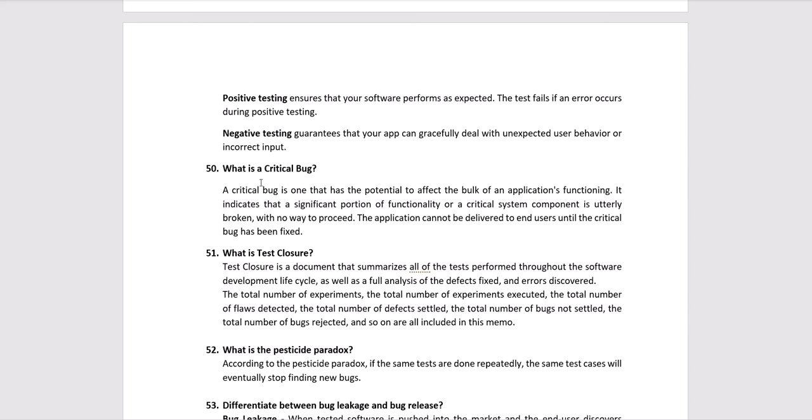Next is what is a critical bug. A critical bug is one that has the potential to affect the bulk of application functionality. Means very critically affecting the functionality, then it is called a critical bug. It indicates that a significant portion of functionality or the critical system components is utterly broken with no way to proceed. So that bug needs to be fixed. The application cannot be delivered to end users until the critical bug has been fixed. This is nothing but a critical bug.